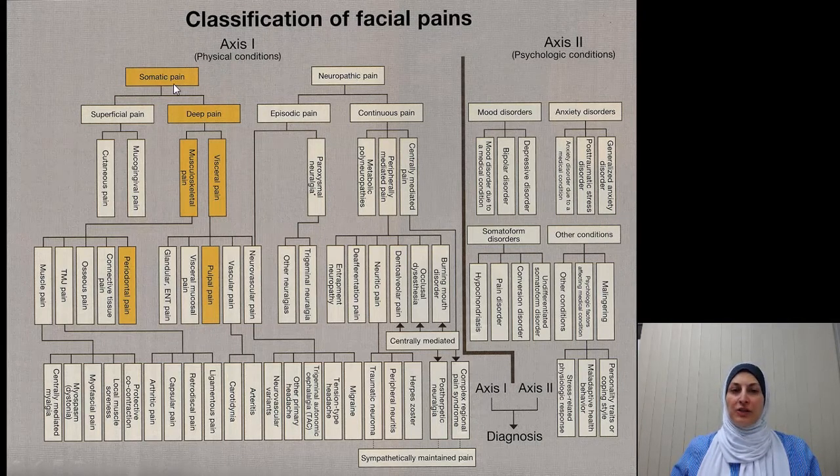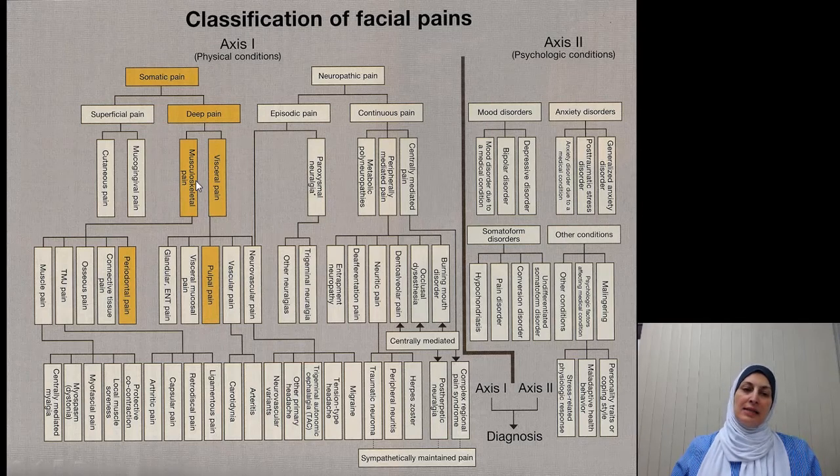In the last two lectures, we talked about somatic pain. We talked about one example of the visceral pain, which is the pulpal pain. Of course, visceral pain includes different sources of pain, including neurovascular and vascular pain, glandular and ENT pain. So in this lecture, we are going to present some different types of vascular pain.